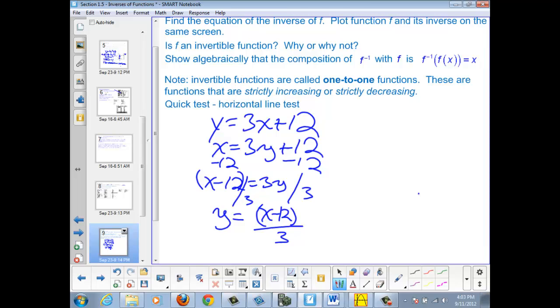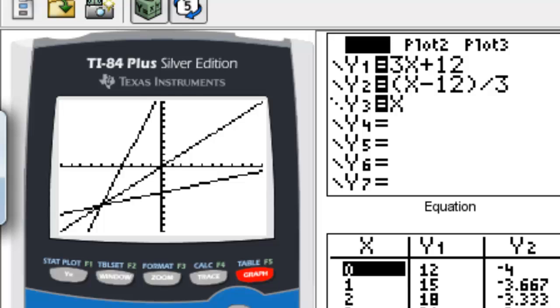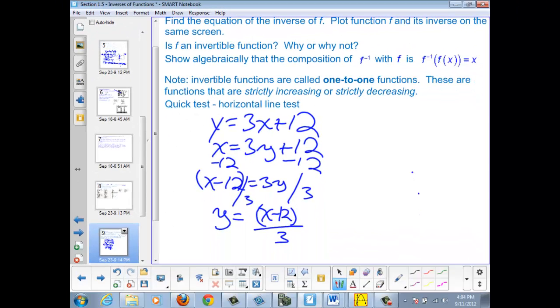The question we're being asked now is, is f an invertible function? Why or why not? So what does it mean to be an invertible function? It means that our inverse relationship turns out to be a function as well. So let's look at our graph. That lower line there is our inverse relationship, and we can see that it passes the vertical line test. Every x value has only one y value associated with it, so our inverse relationship is also a function, which means that our original function is invertible.